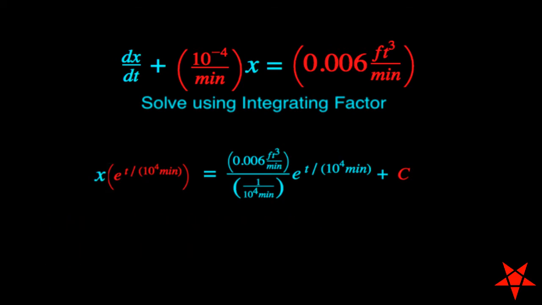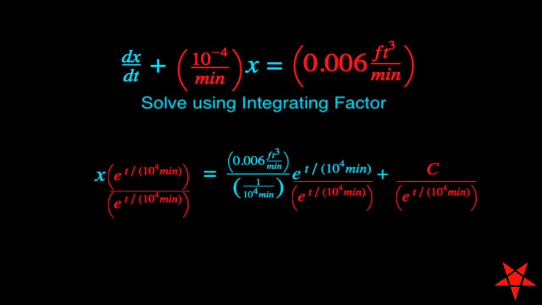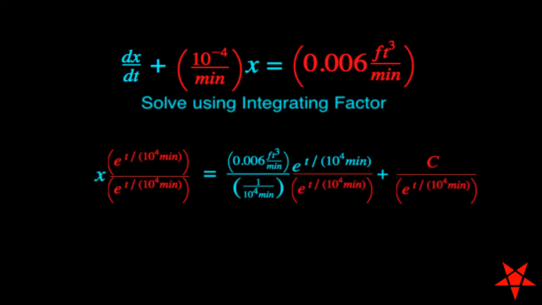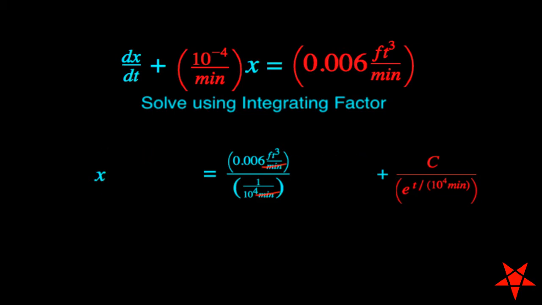From here, if we divide both sides by the exponential, we now have an expression for x in terms of t. We can also cancel out the minutes terms in the remaining constants in the first term on the right-hand side, and voila!